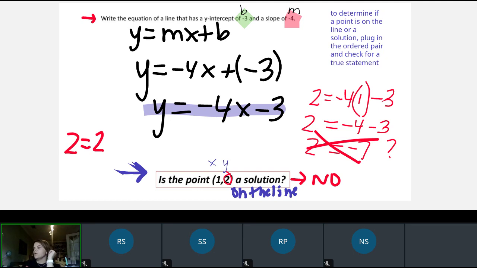So if it asks you to determine if a point is a solution or if it's on the line, you are going to simply plug in that ordered pair, plug in the x, plug in the y, and see if you get a true statement.